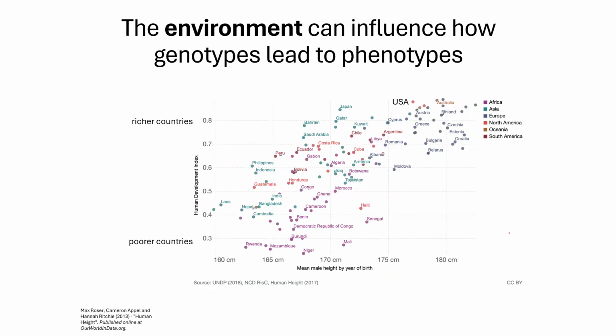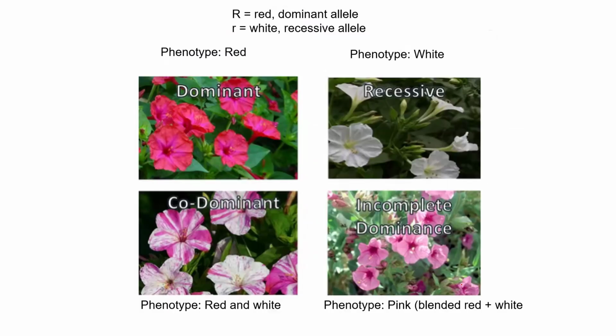So beyond all of this, environments can also influence genotypes and how they lead to phenotypes, mostly in the way that we discussed through epigenetics, right? We can control the expression of genes through how accessible that gene is by acetylation, methylation, chemical modifications of DNA, and so on and so forth.